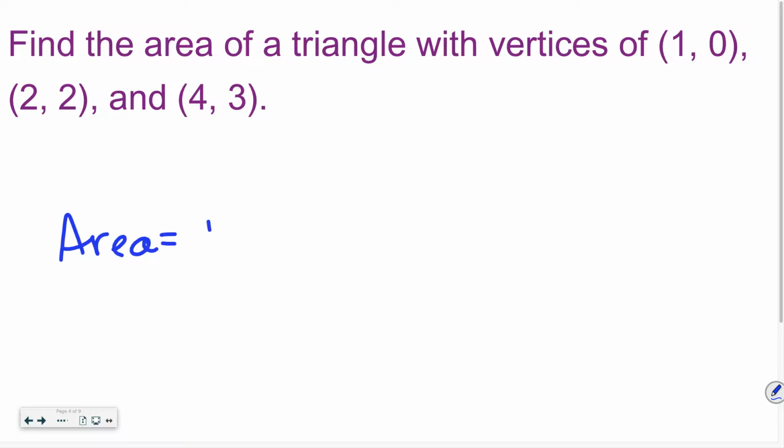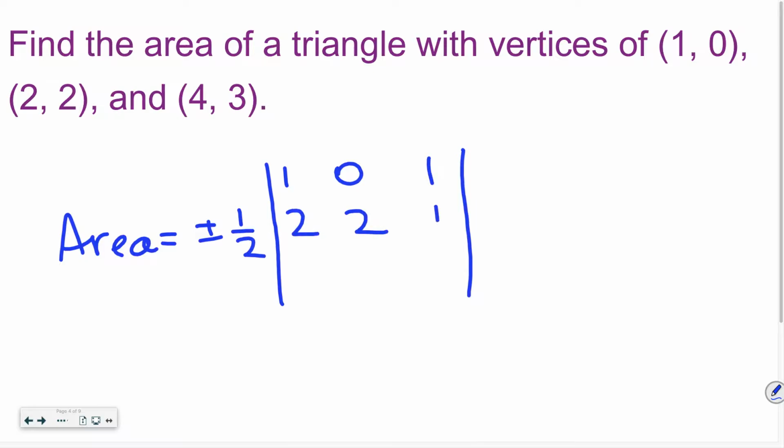Our area is plus or minus 1/2 times the determinant of x, y, 1. x, y, 1. x, y, 1. So you always have this third column of ones, and then your rows are determined by your coordinates. So here's the determinant that we need to find. We need to calculate this determinant.